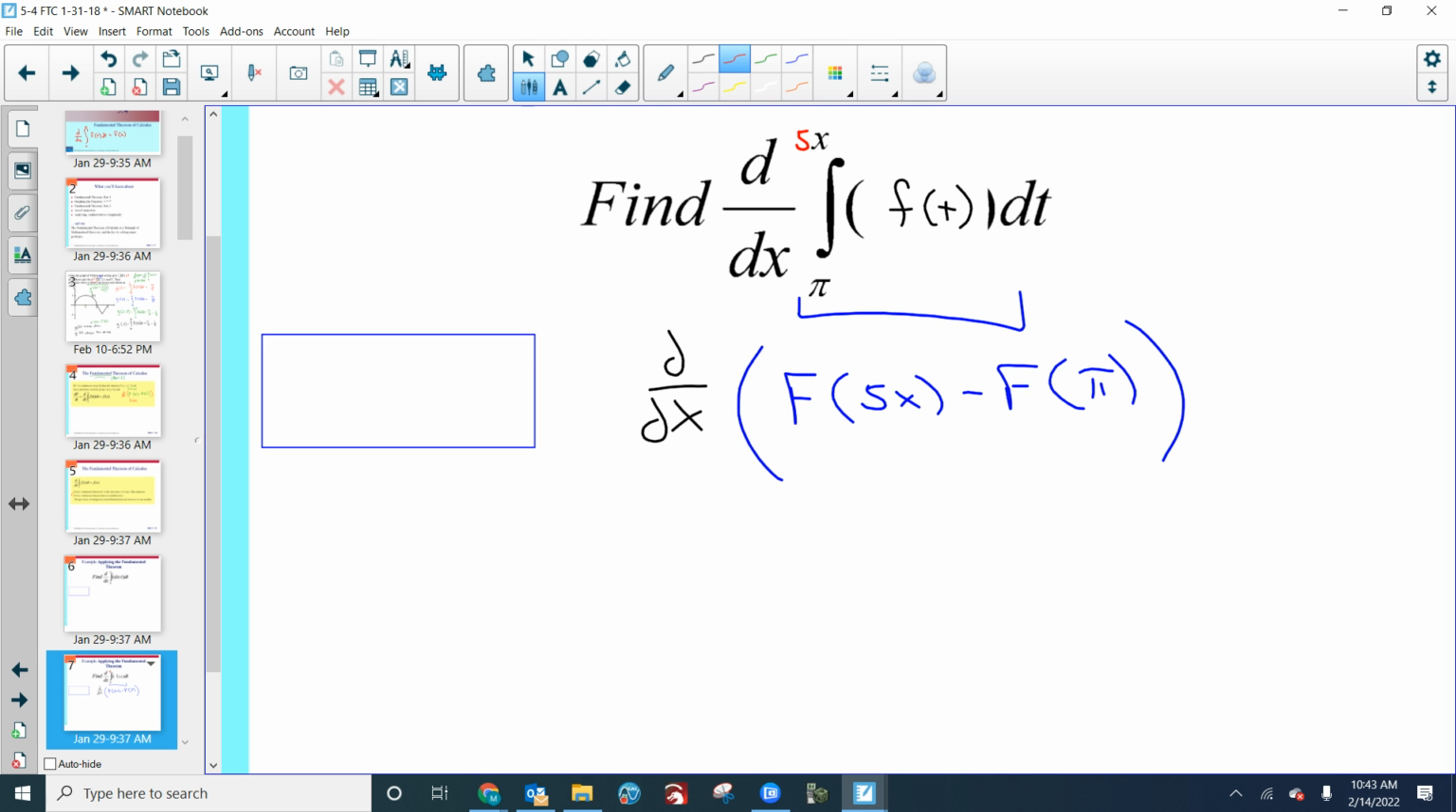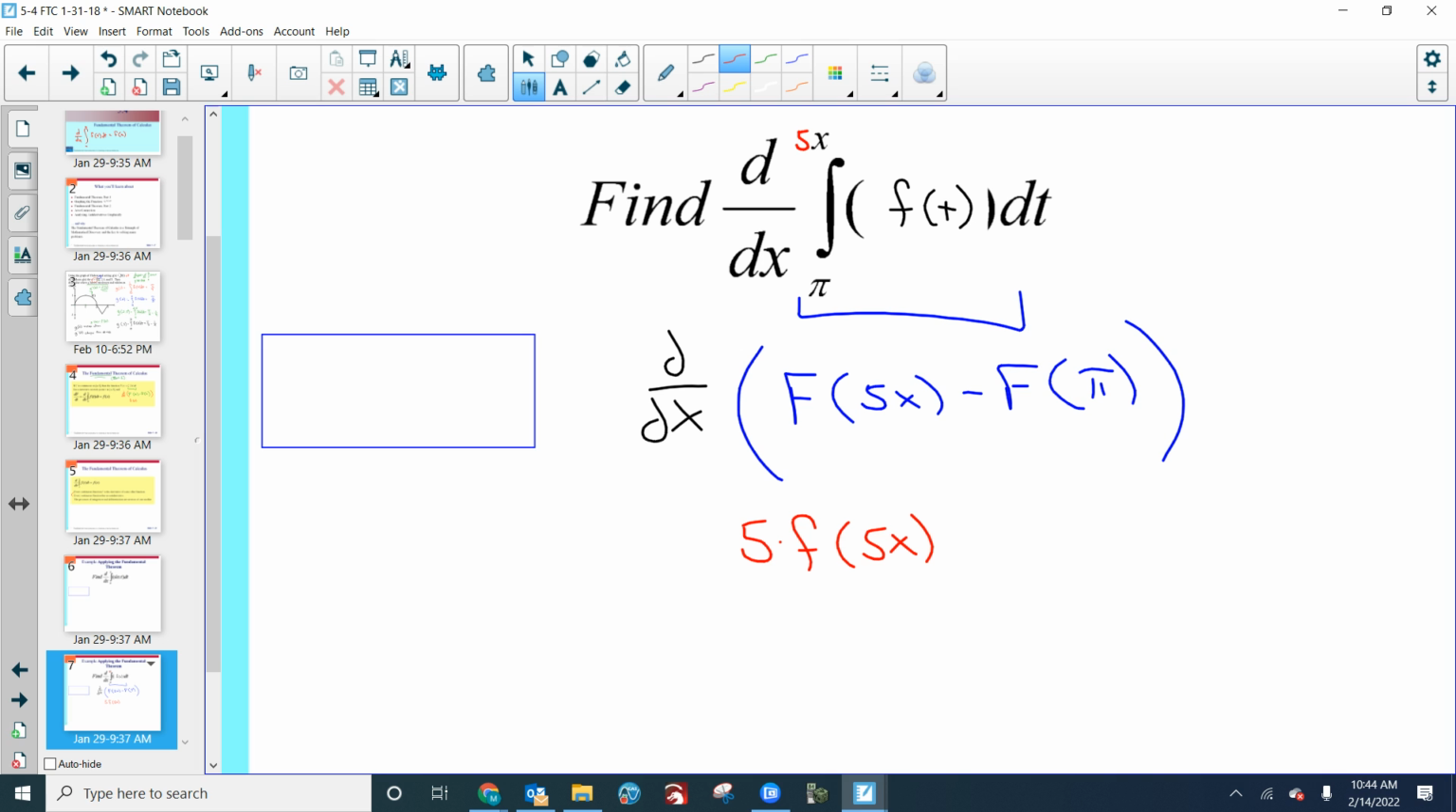Any brave takers? Little f of 5x times 5. I agree. Chain rule. It's not just f of x, it's f of 5x. By definition, this is a composite function now. It has 5x plugged into all of its x's, whatever it is. So when you take the derivative of it, do you agree we have to use the chain rule? What's the chain rule? The derivative of the outer function, little f, leave the inside alone, 5x, times the derivative of the inside, 5.